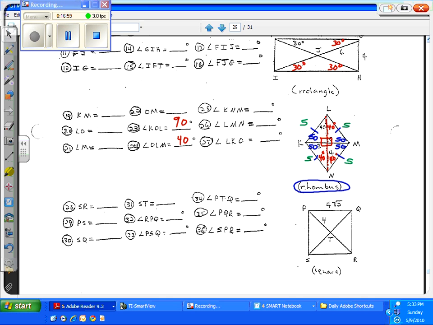Angle KNM is this whole big angle. Opposite angles of a parallelogram are equal, so if this is 40 plus 40, which is 80, then the opposite angle, the angle opposite it, would be 80 also. Opposite angles of a parallelogram are equal. A rhombus is a parallelogram. Number 26, angle LMN, from the sum of the angles of a triangle is 180, or the acute angles of a right triangle are complementary. We got that that angle was 50 degrees. Angle LKO, LKO is 50 for the same reason.